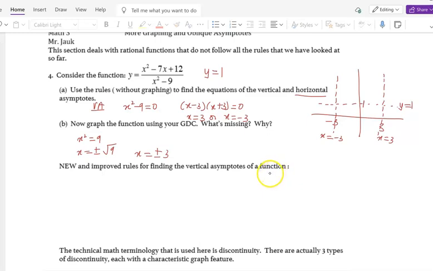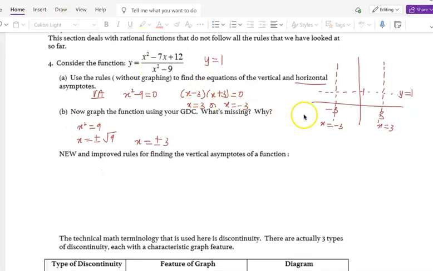Now what do you do? Now new and improved rule. Graph the function using GDC. What's missing? Have a look at the graph. You'll see that it's going through the asymptote and it's having only one asymptote. The reason for this is the following: new and improved rules for finding the vertical asymptote.